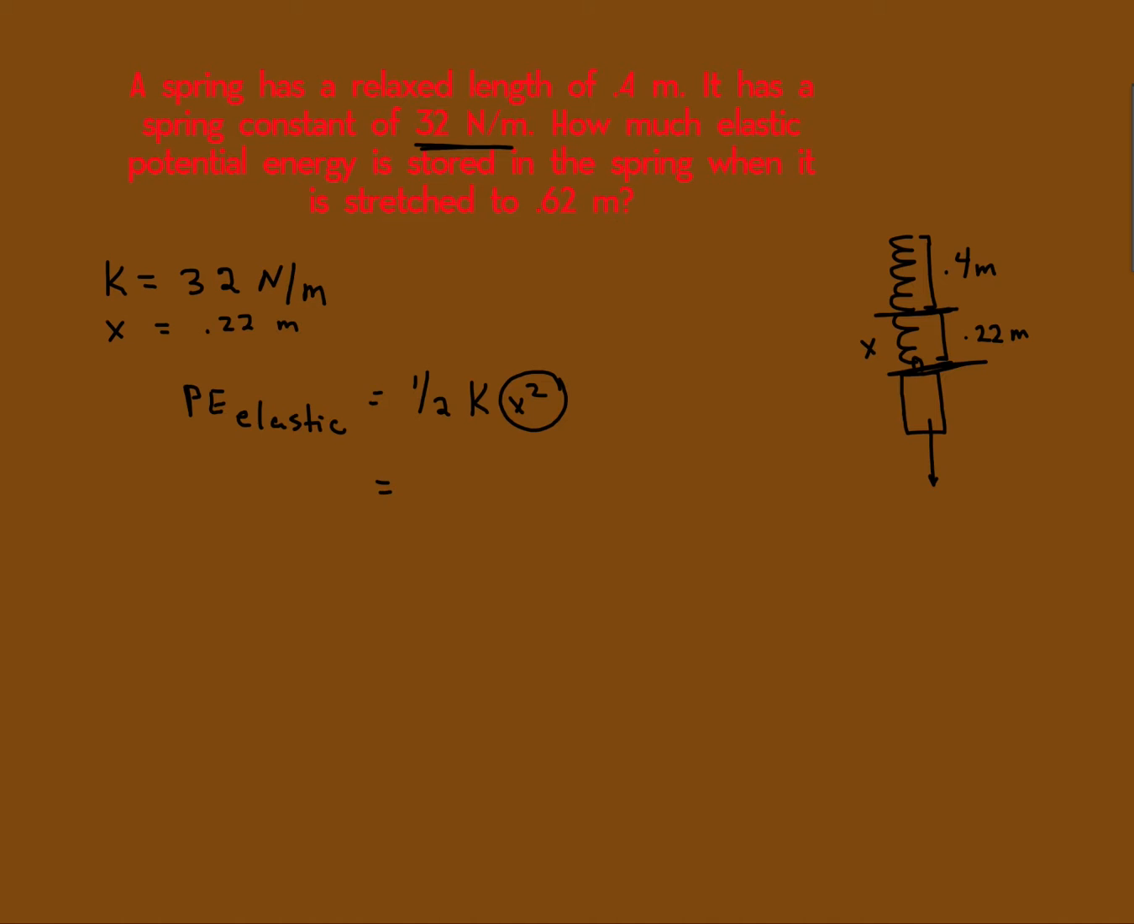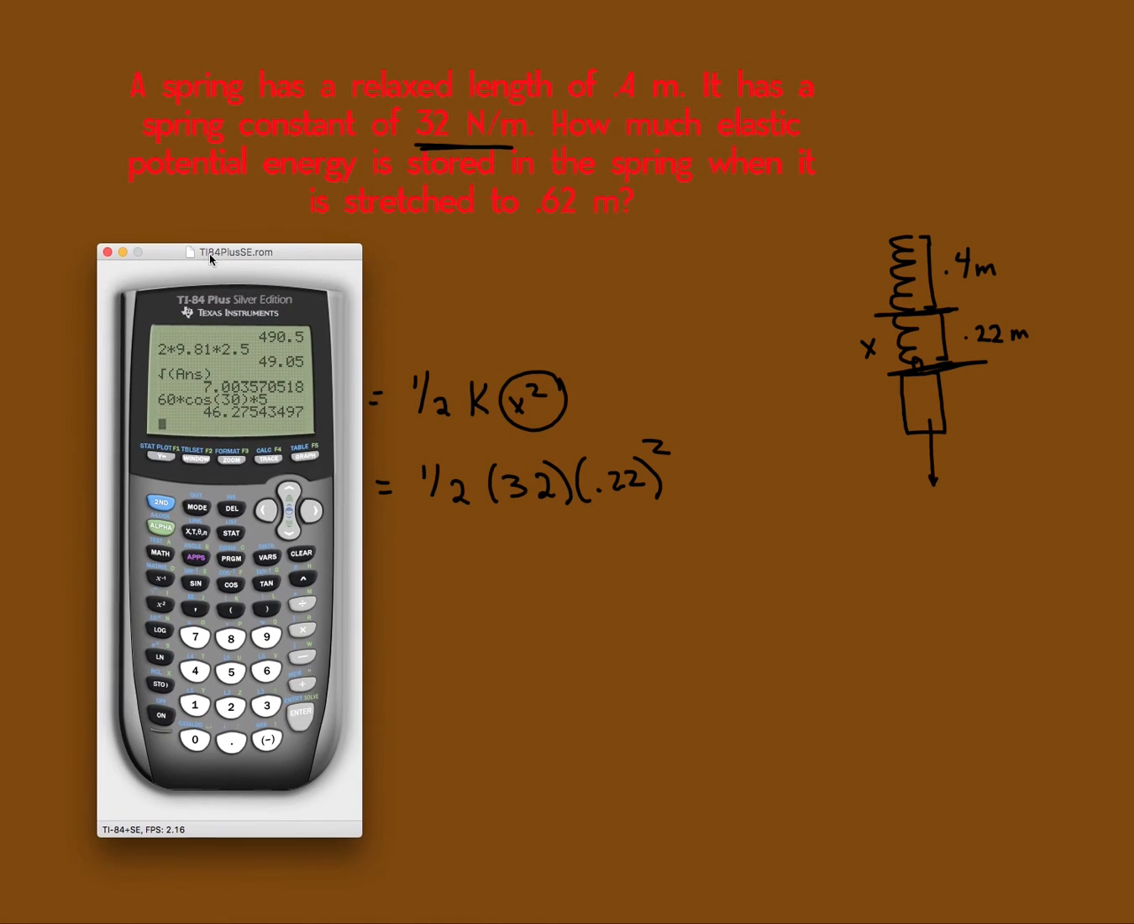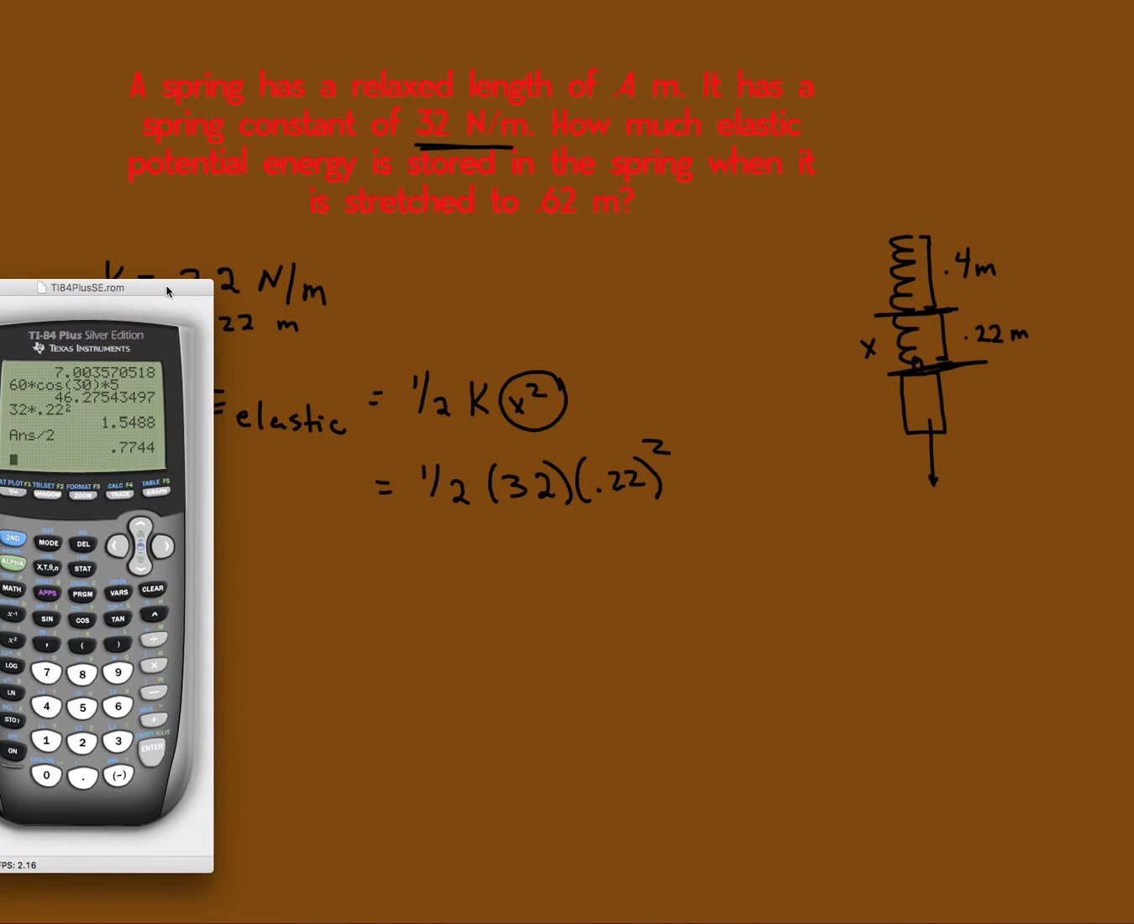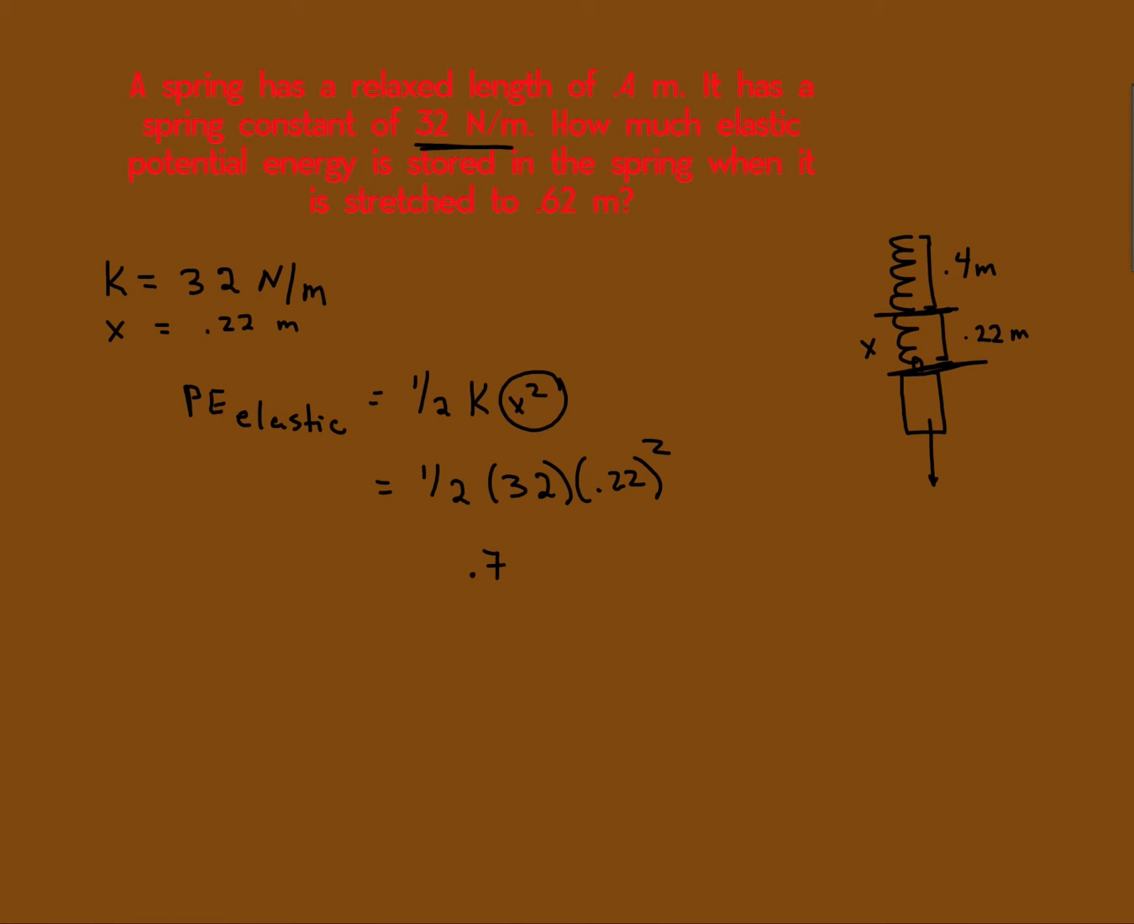So now it's simply a matter of putting in the numbers. 1/2 times 32 times 0.22 squared. Pull out the trusty calculator, and we've got 32 times 0.22 squared. And now I want half of that, so I'm going to divide by 2. 0.7744, we can round that to 0.77. And it is potential energy, so it's 0.77 joules.